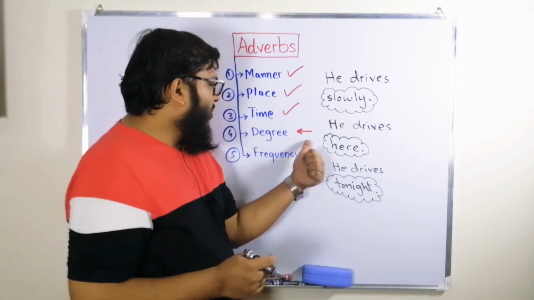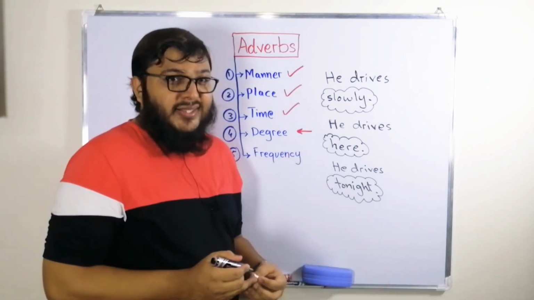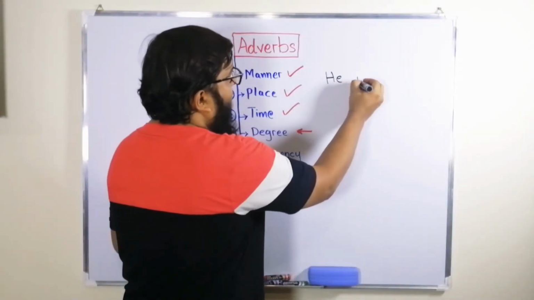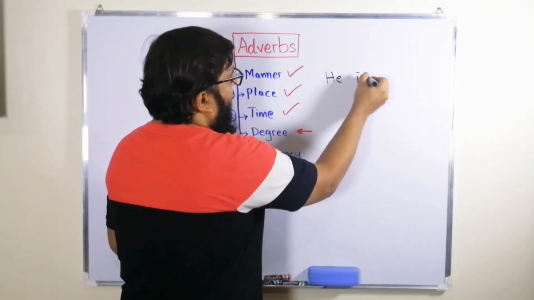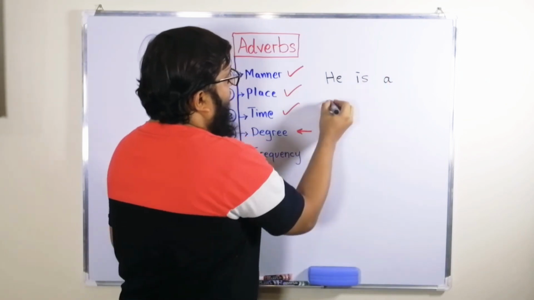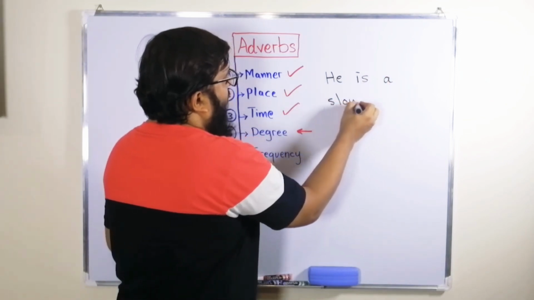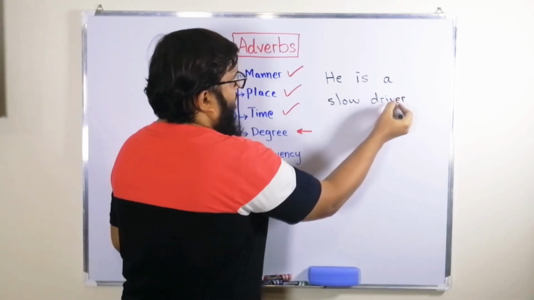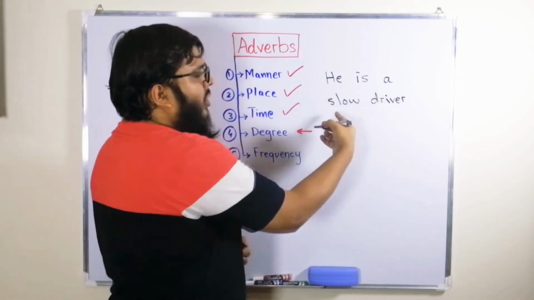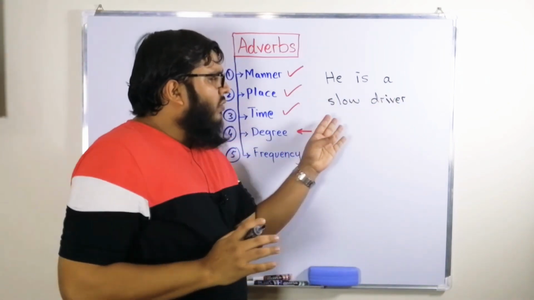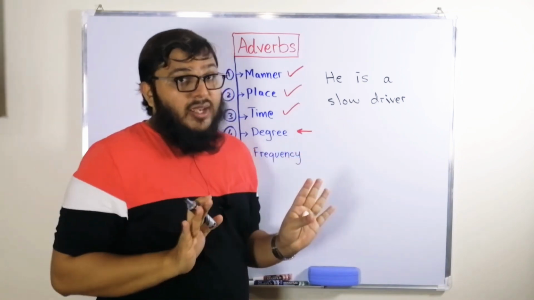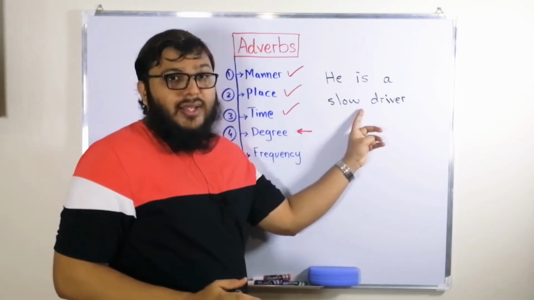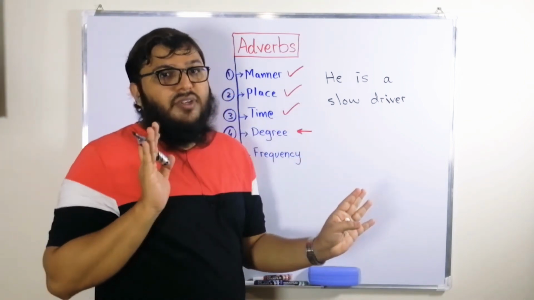But today, we're going to talk about the other two kinds in this lesson. So let's talk about the next kind. He is a slow driver. When you say he is a slow driver, slow is not an adverb here, it's an adjective. When you make it an adverb, you have to add ly here, slowly. So that's an entirely different example.